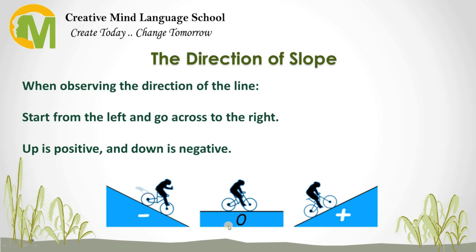Then what about that figure in the middle? As you see, there is no slope here, or in Arabic, مفيش ميل. Then we say that the slope value is 0, because here the rider is neither rising nor falling. He is going steady on a horizontal direction, so the value of the slope here is 0.